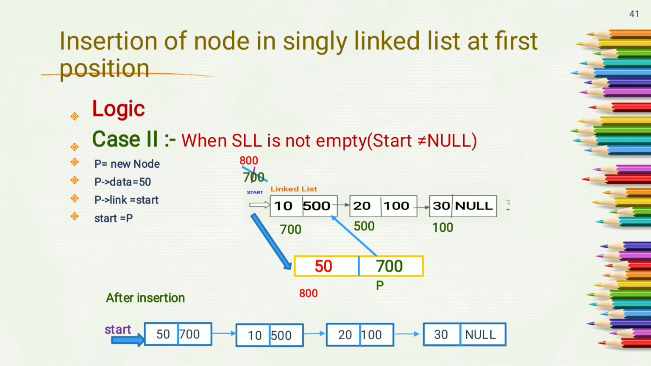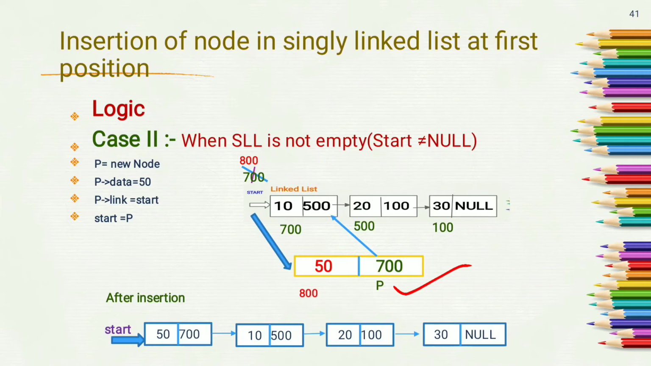To perform insertion in any linked list, first you have to initialize the new node p. So in the data field I had stored 50, and in the link part I have stored start, which is 700. Start having value 700 is the address of the first node of the singly linked list. Now this p node is the first node of the new singly linked list.